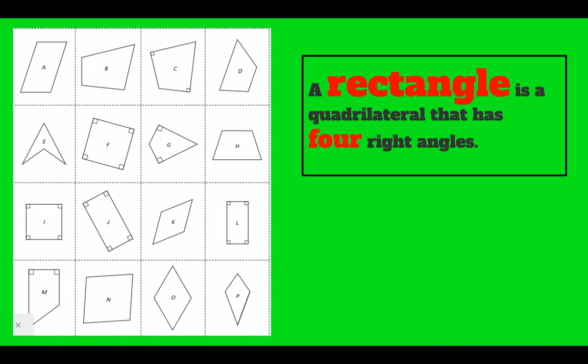All right, anyway. A rectangle now is another shape I want to talk about. It's a quadrilateral that has four right angles. That's the only quality that makes it a rectangle. So anytime you see four right angles, it's going to be a rectangle no matter what the length of the sides are. So that's F, I, J, L. Those are the only shapes that have four right angles. And again, it doesn't matter the length. As long as it has four right angles, it's considered a rectangle.